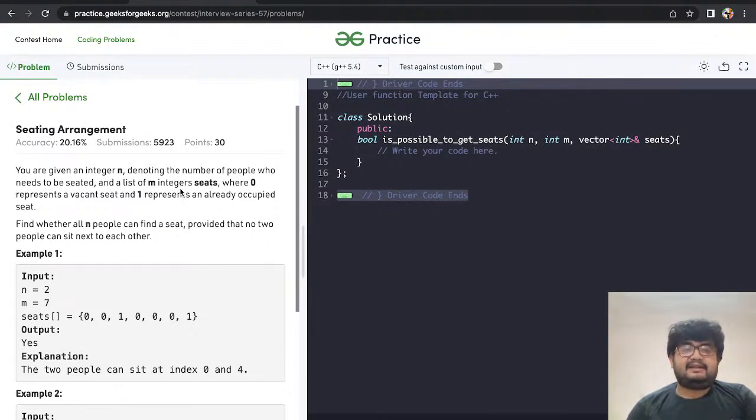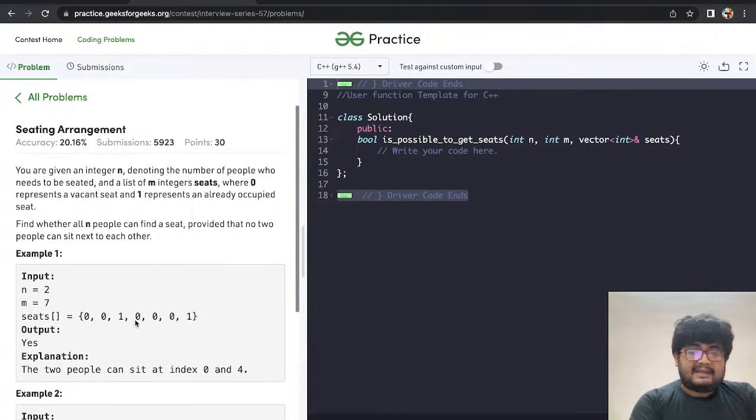So we are given an integer n which denotes the number of people who are to be seated, not seated at all. And there are m seats. The seats are represented as binary numbers 0 and 1, where 0 represents that the seat is vacant and 1 represents that the seat is not vacant, like someone is already seated there. So you have to say whether we can fit all the n people within the seats provided that no two people are sitting next to each other.